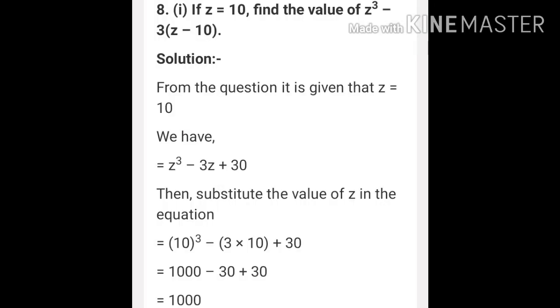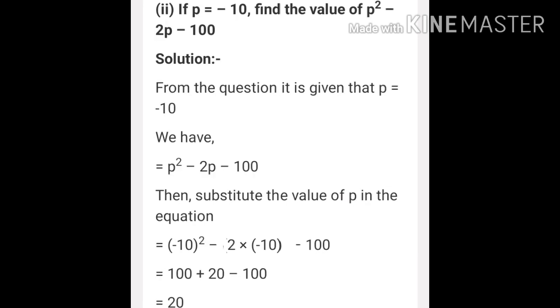Question number 8. If z is equal to 10, find the value of z cube minus 3 multiplied by the bracket of z minus 10. Let us see the solution. We have z cube minus 3z plus 30, as we have multiplied 3 with the bracket of z minus 10. So 10 raised to the power 3 minus 3 into 10 plus 30. 10 into 10 into 10 makes 1000. So 1000 minus 30 plus 30. Answer will be 1000.